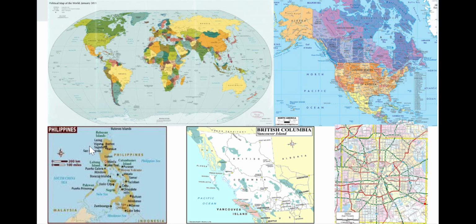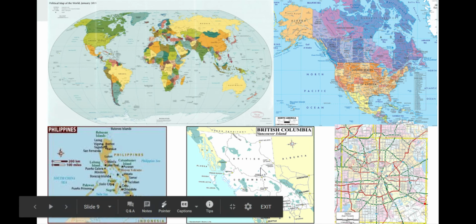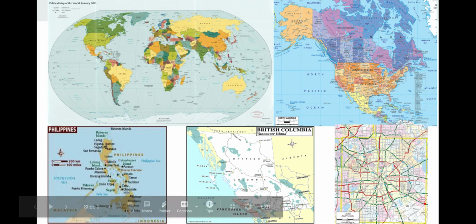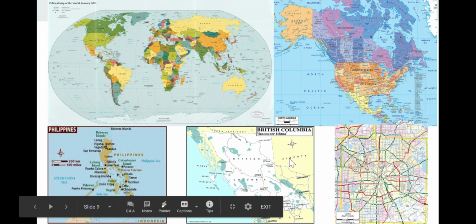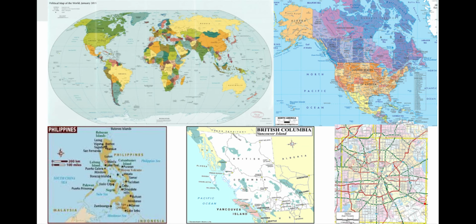Map on the bottom left-hand corner, we would use the term national scale because it is showing us the entire country of the Philippines at a national scale. This one here of British Columbia would use the term subnational, or if you know about Canadian politics, which I'm sure you do, you could use the term provincial scale. And the last one is a metropolitan map of Dallas. So I would use the term local scale or metropolitan scale.